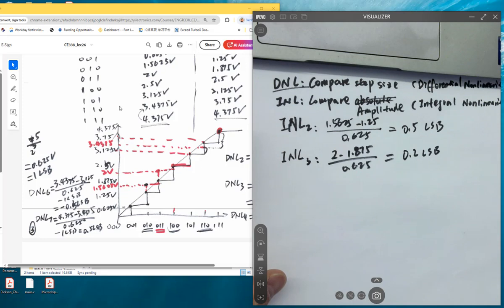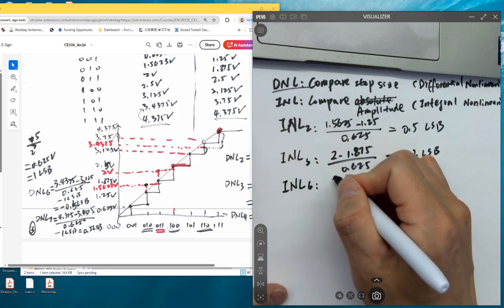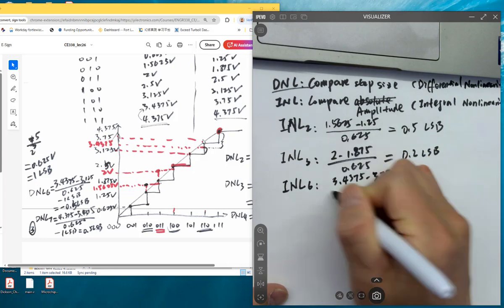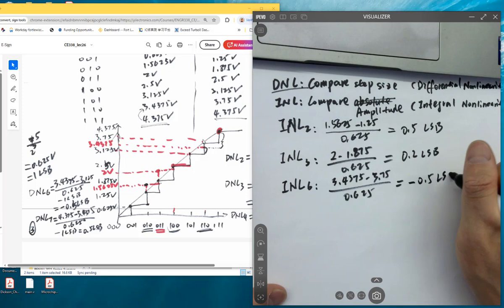INL6. So 6 is, the actual value is 3.4375, this one, and the ideal value is 3.75, right? So it becomes 3.4375 minus 3.75 divided by 0.625, which is negative 0.5 LSB.